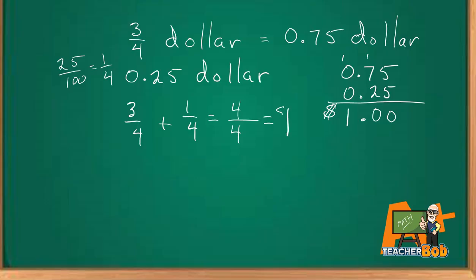That means $1 to us, and that's what we also got when we added the decimals. So with money, it's much easier to just change it over to decimals because money is based on the hundredth of a dollar when we're talking about cents.